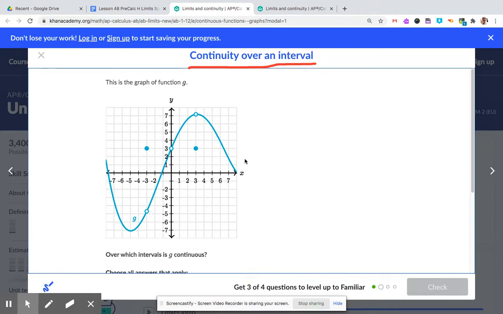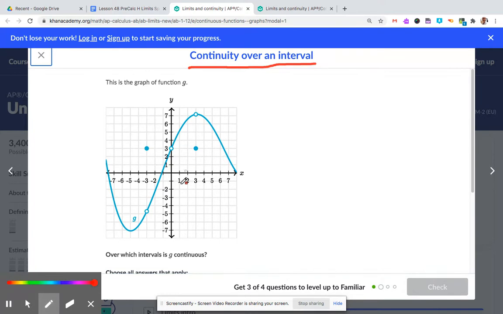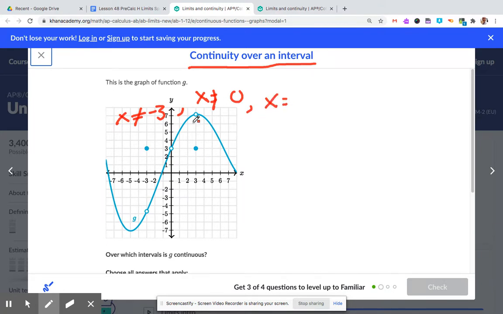Already we can see this is the graph of G. Over which intervals is G continuous? Okay, so as we look at this, x is not equal to -3, x is not equal to 0, and x is not equal to 3. As long as we have intervals that don't include these in any way, then we're okay. So let's go ahead and check it out.